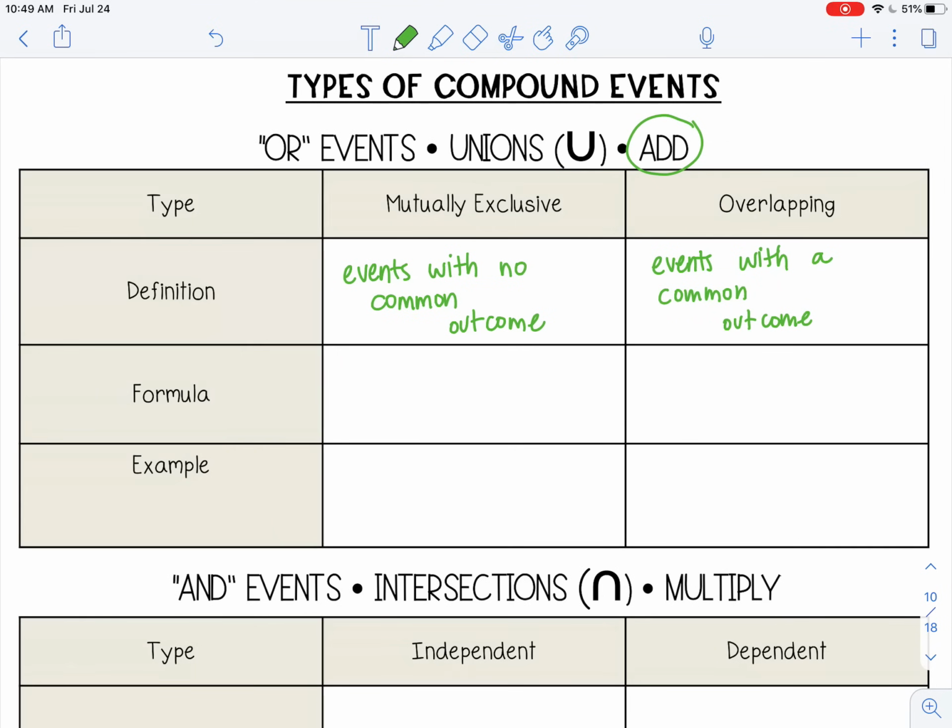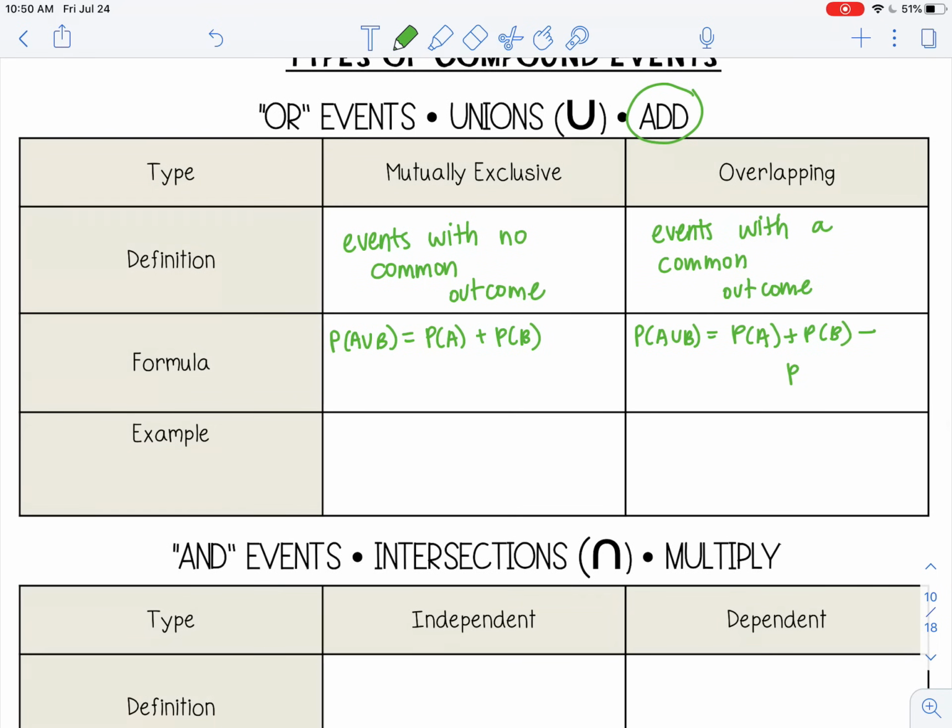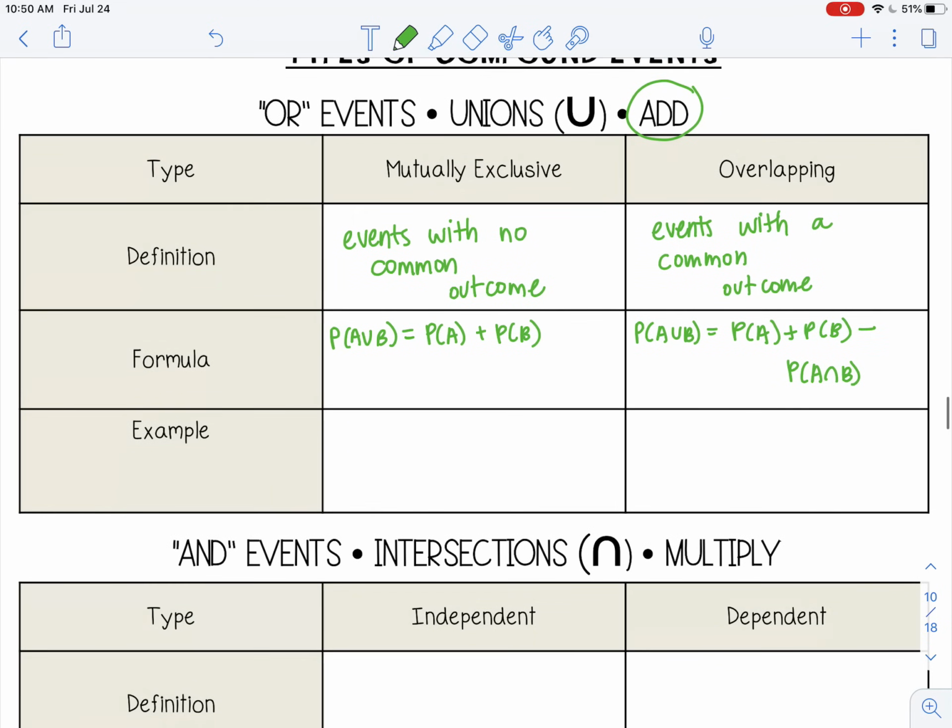All right, so the formula for a mutually exclusive event, so we're finding the union of the probability of A and B. We're just going to add the probability of A plus the probability of B. And for overlapping, it's still a union. We're still going to add. But because they overlap, I'm going to subtract where they overlap. I'm going to subtract the intersection, which we will talk about how to do when we get to an example. So let's talk about examples of mutually exclusive and overlapping events.